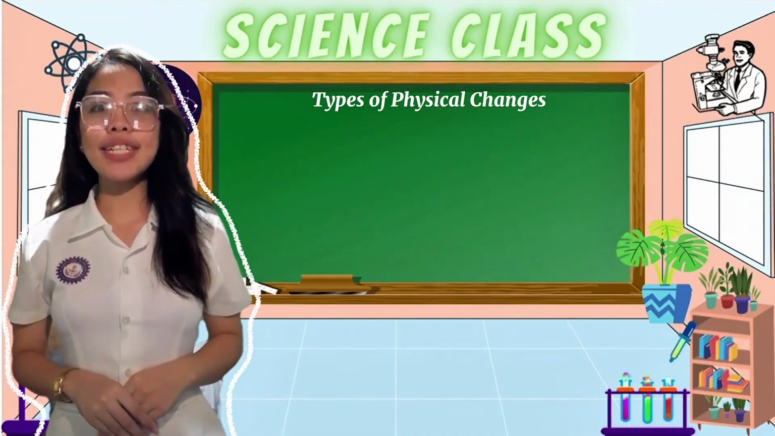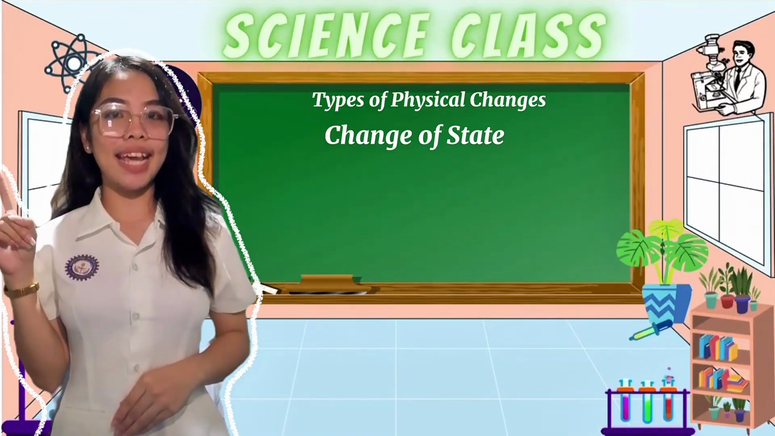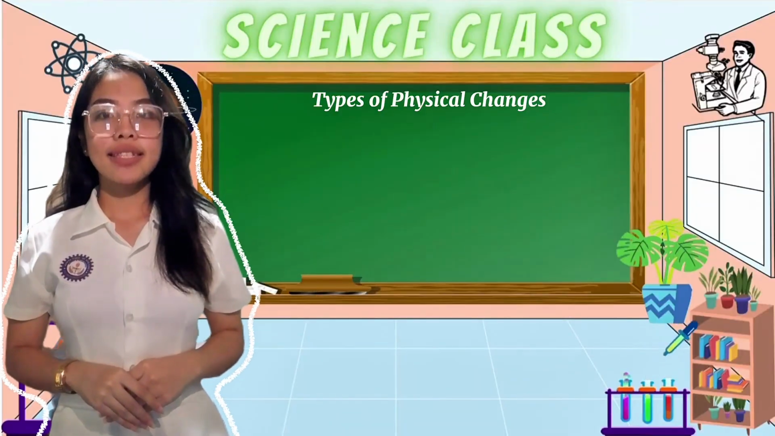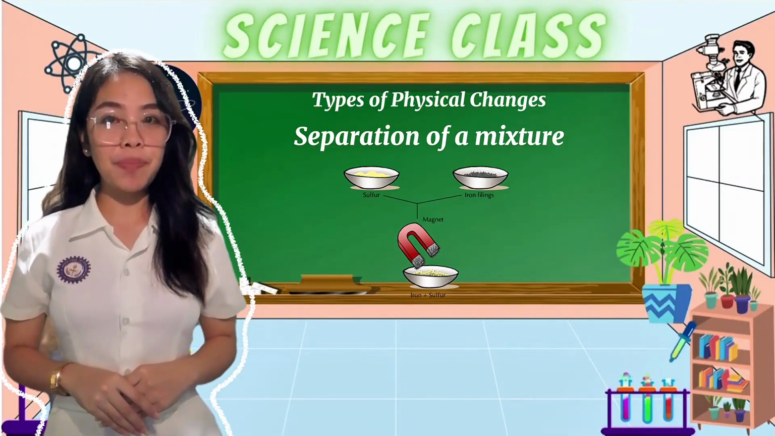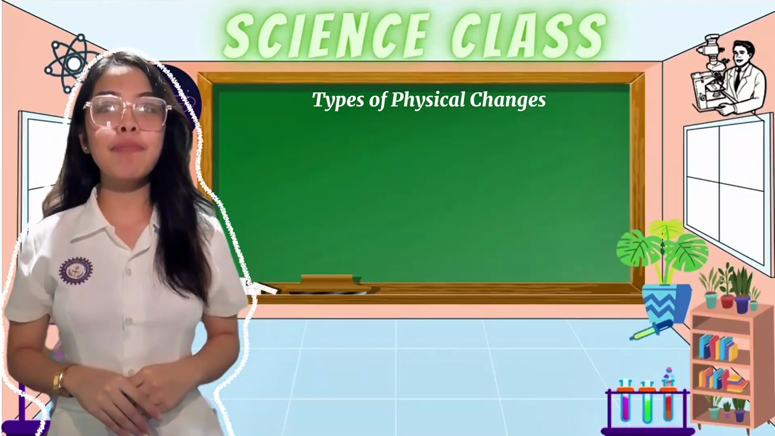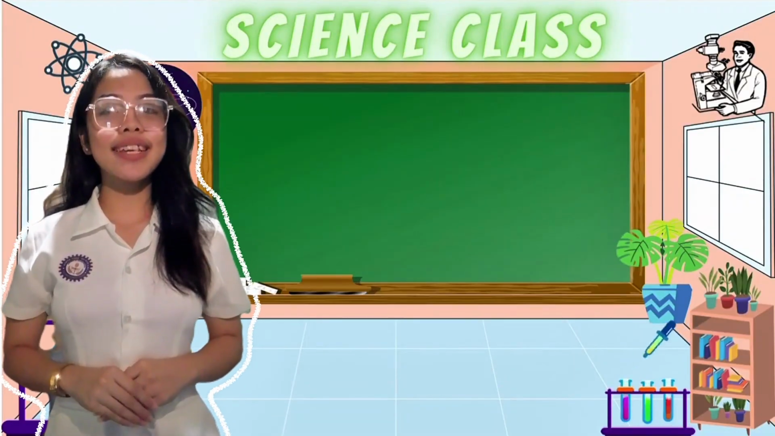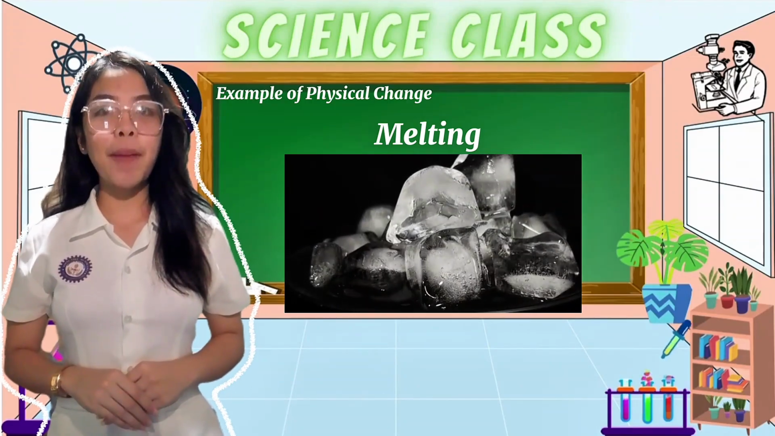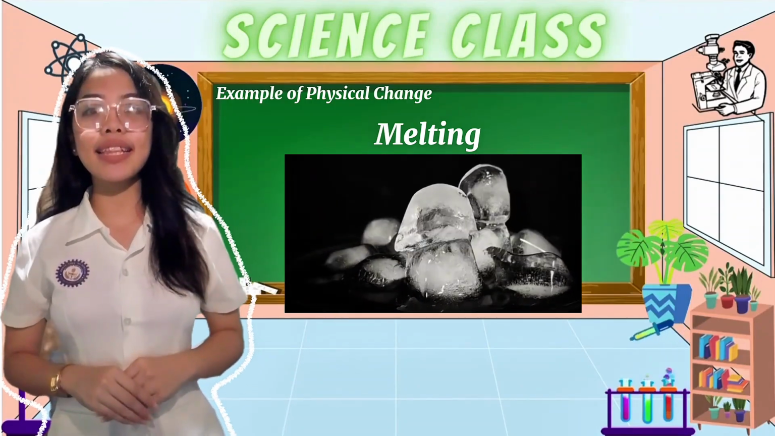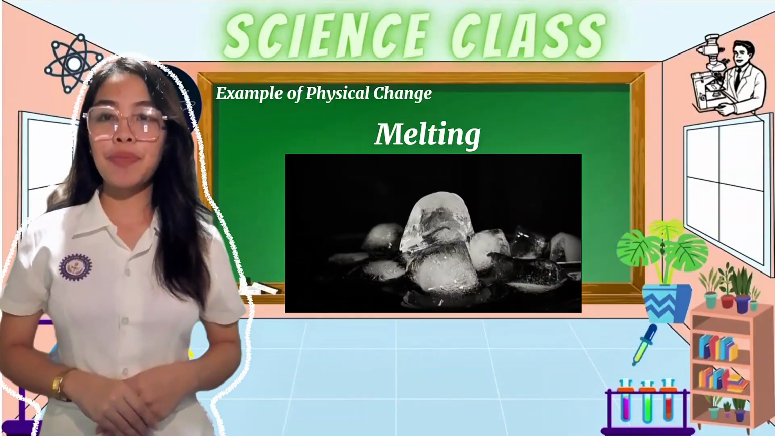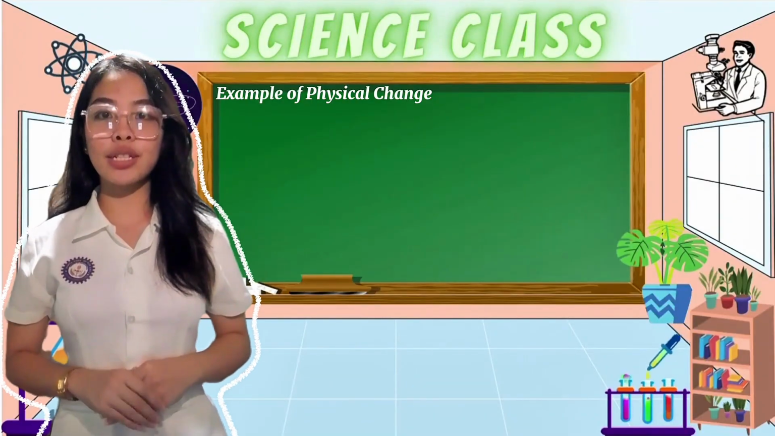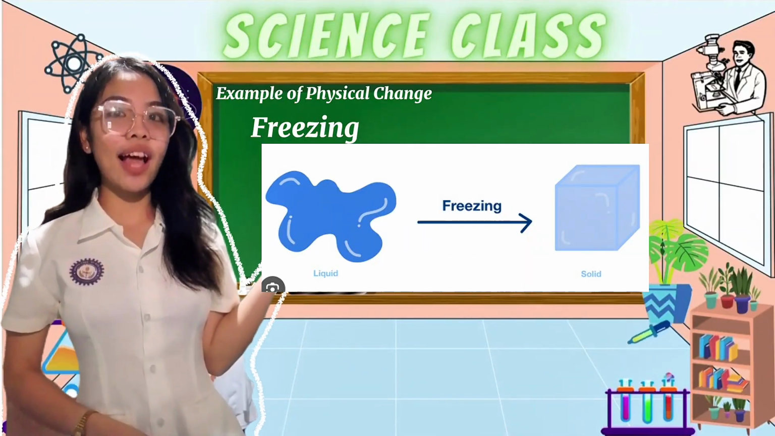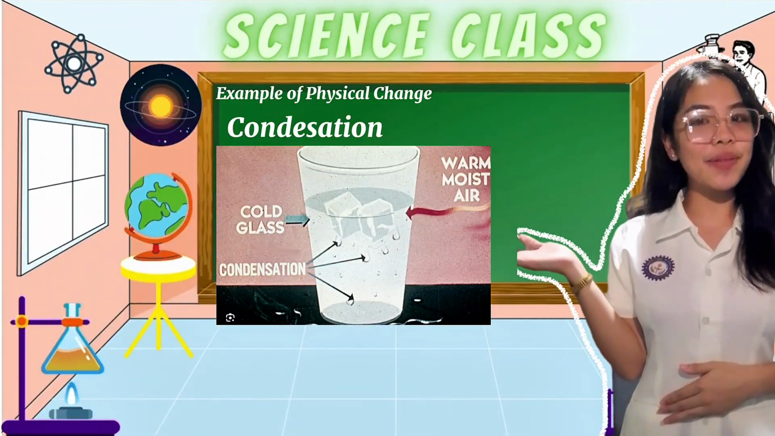Some types of physical changes include change of state, changes from a solid to a liquid or a gas and vice versa. Second is separation of a mixture, physical deformation, and making solutions. So here's an example of physical change. Melting, since some properties of the materials change but the identity of the matter does not. Other changes of state include evaporation, liquid to gas, freezing, liquid to solid, and condensation, gas to liquid.